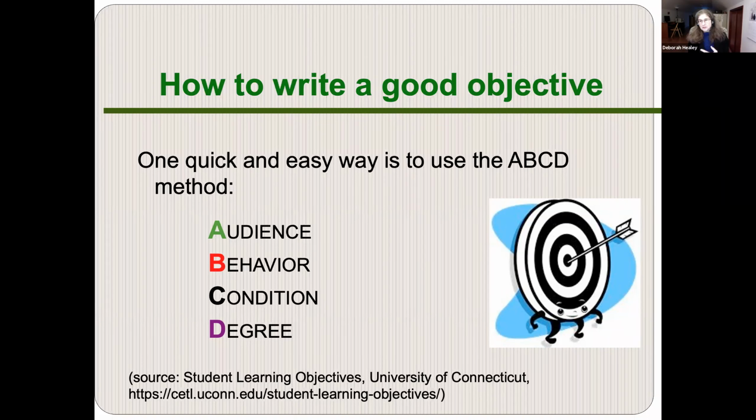Penn State University was where I first read about this. University of Connecticut uses it. A lot of places use ABCD objectives. So if you do a Google search for ABCD objectives, you'll find a bunch. There's a lot of them online. So we're going to look at how to do this.